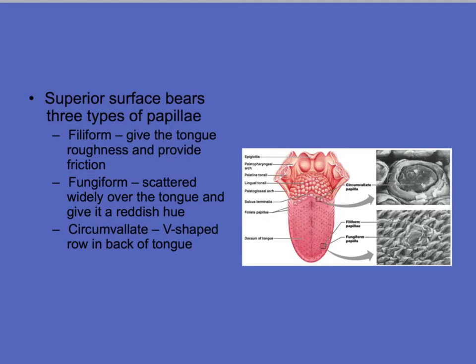The fungiform are scattered widely all over the tongue and are what gives the tongue its reddish hue. Then you've got the circumvallate, which is the very, very back. Most people can't see those. You have to really stretch your tongue out and probably get some kind of mirror in order to see those, but they are back there.